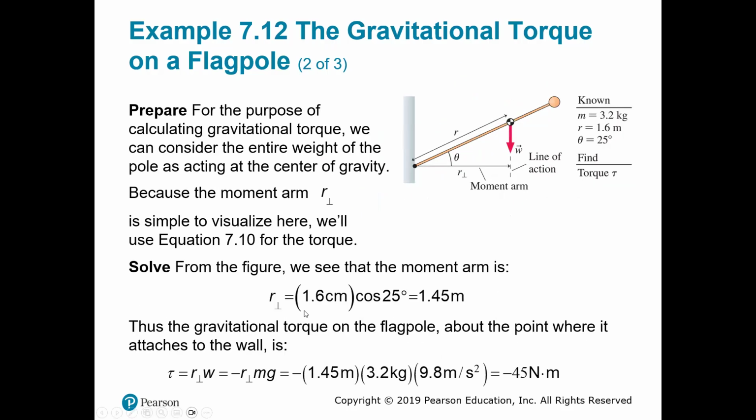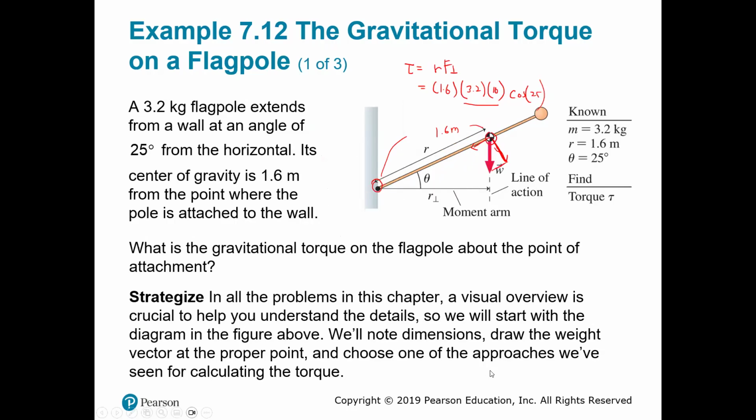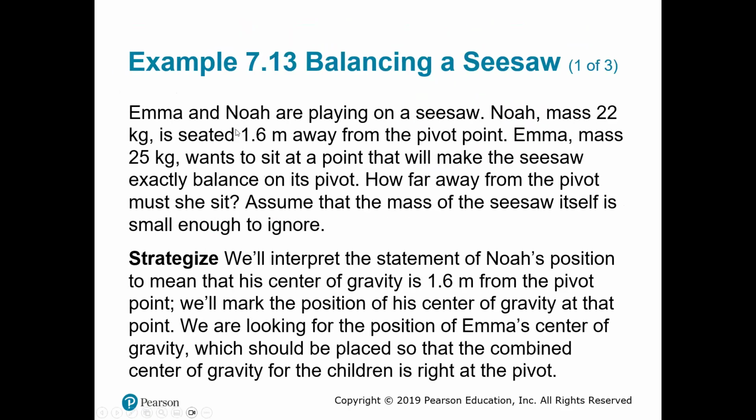So this is the answer, right? So now you see 1.6, 25, right? And then the whole pole is gonna rotate clockwise, right? So the direction of the torque is gonna be minus. Again, if you have an object rotating counterclockwise, that's a positive torque, right? Clockwise, negative torque. Simple example.